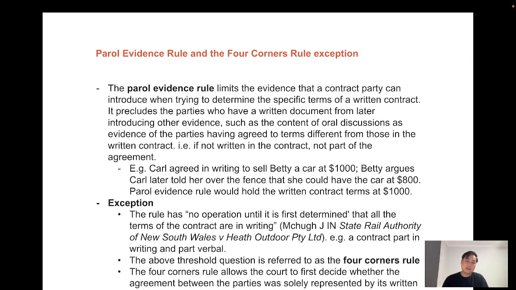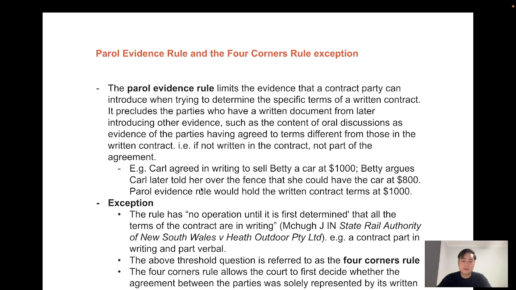The parol evidence rule is the idea that it limits additional evidence that parties could bring towards a dispute. This is the idea that only what is signed is enforceable. We could have previously agreed to other contracts or other terms. However, what is enforceable within this contract is only what's on the paper. So that's the idea of the parol evidence rule. It limits the evidence that a contract party can introduce, when being sued or suing, to determine the specific terms of a written contract.